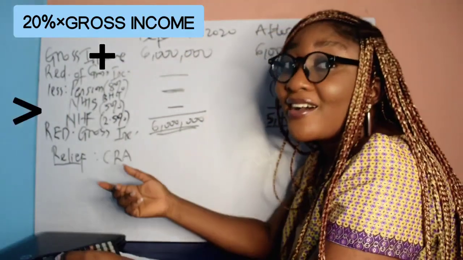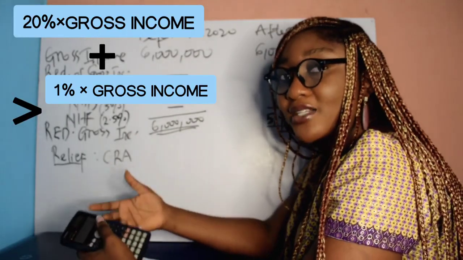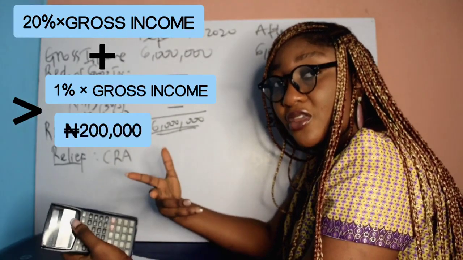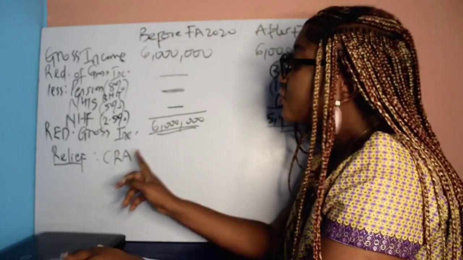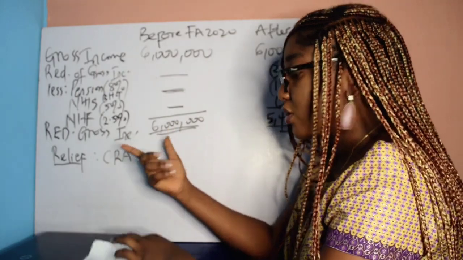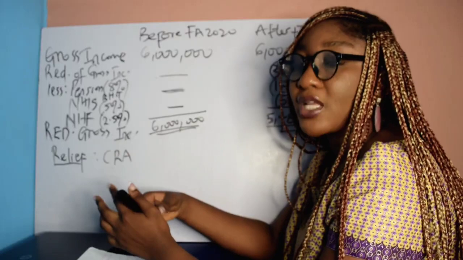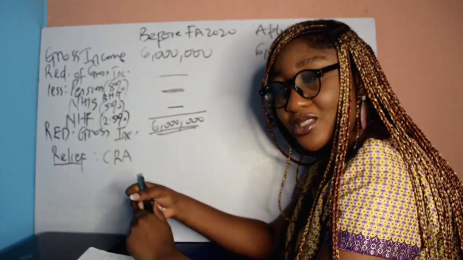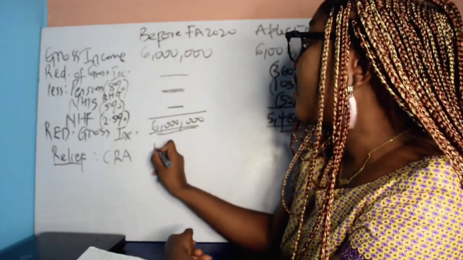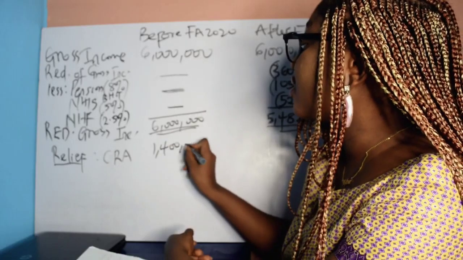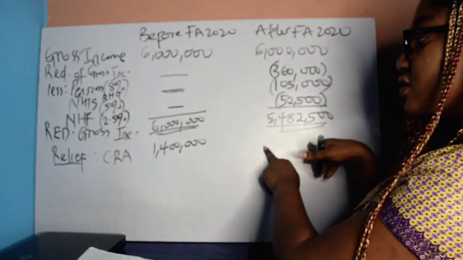plus the higher of 1% of your gross income and 200,000, of which 200,000 is higher. Okay, so 20% of this will give us about 1.2 million plus 200,000 naira. That's 1.4. Do you understand? So we have 1,400,000.